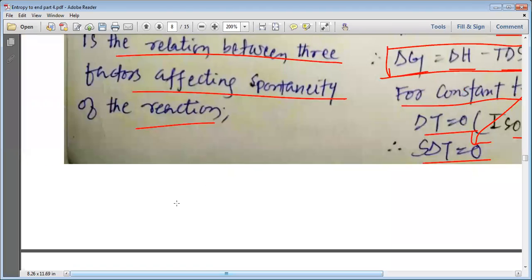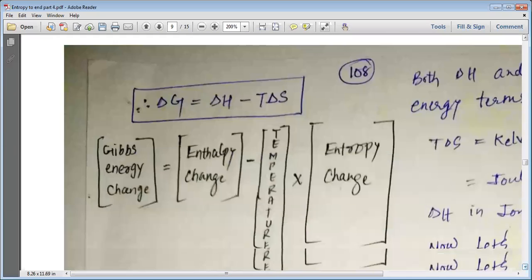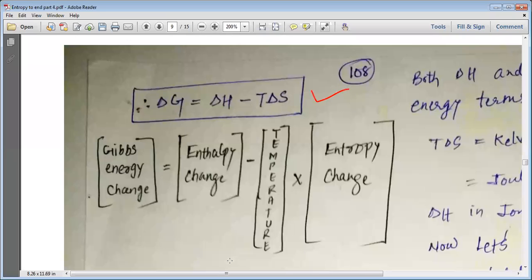So, my dear students, this S delta T is equal to 0. We can write that delta G is equal to delta H minus T delta S.